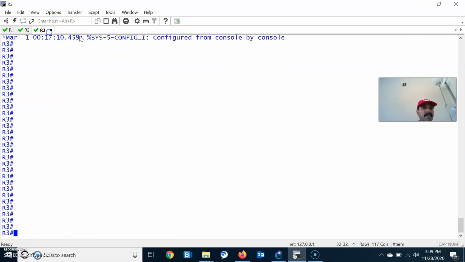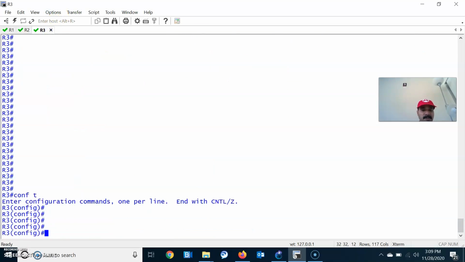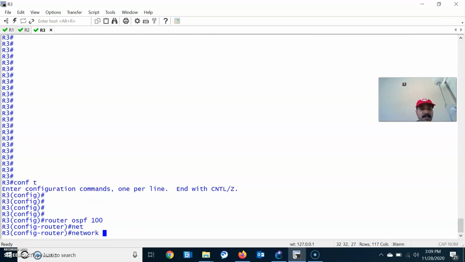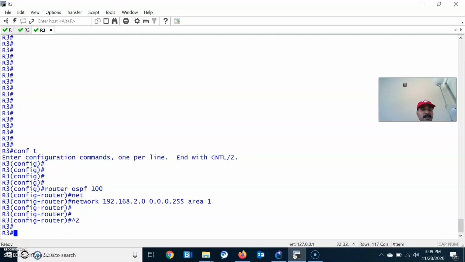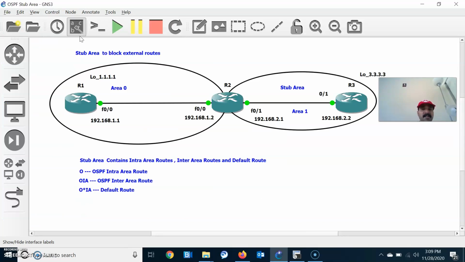Similarly, go to R3 and configure the routing protocol. Router OSPF 100, and it has only one network, 192.168.2.0 followed by 0.0.0.255, and it resides in area 1. So I already enabled the routing protocol OSPF on R1, R2 and R3.